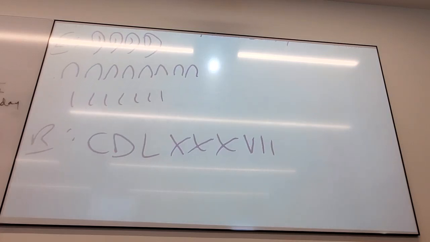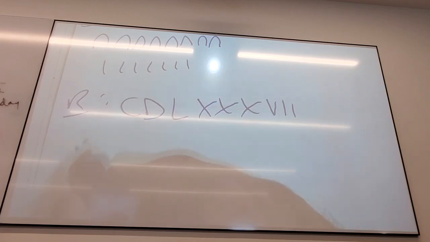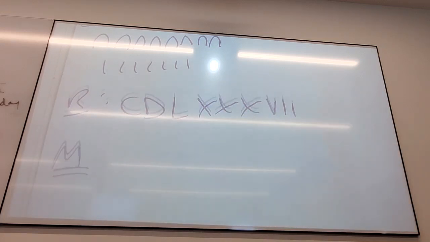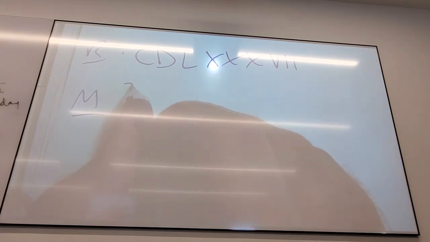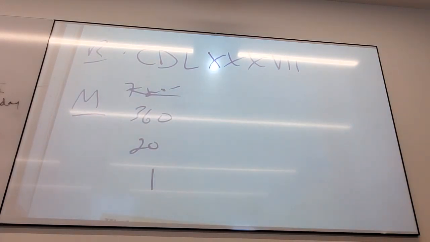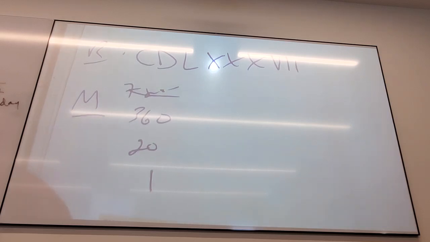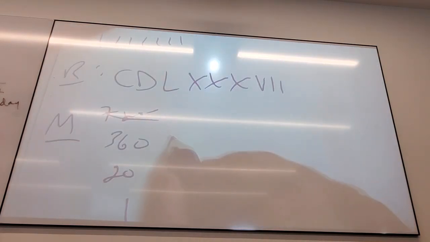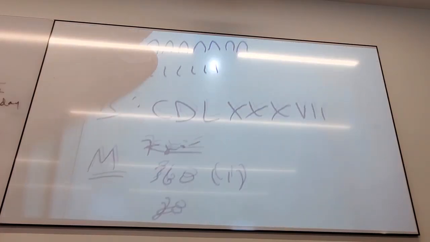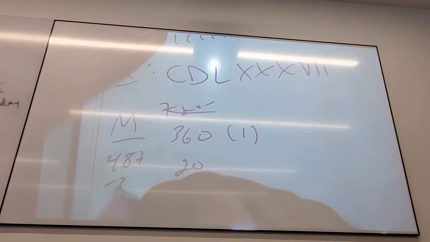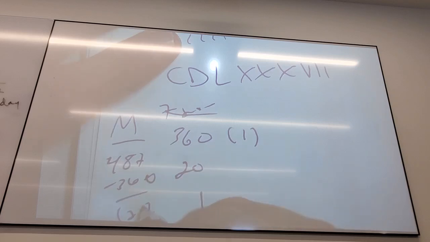Okay. And then finally, the 2 other ones we just learned, Mayans. How many places do I need? What are the places? 360s, 360. So we got 1s, 20s, 360. The next one would be 7200. I don't need that much. Okay. So how many 360s do we need? Just 1. And how much is left? 127 is left. So I'll put over 487 minus 360 is 127.